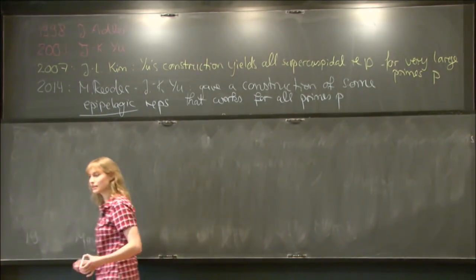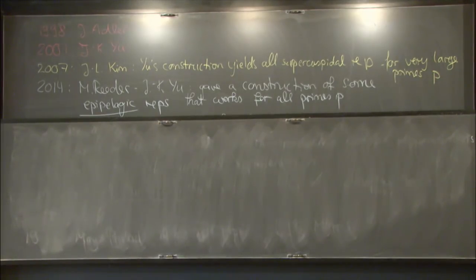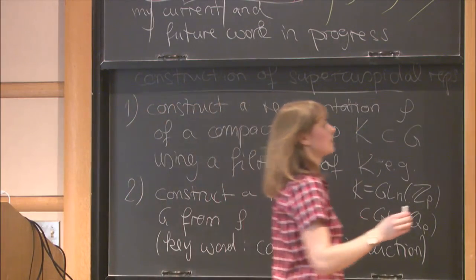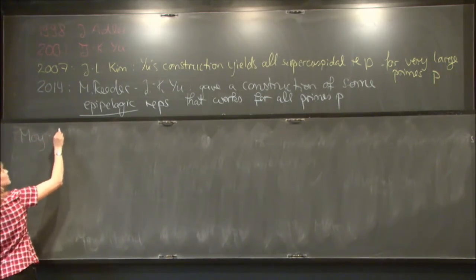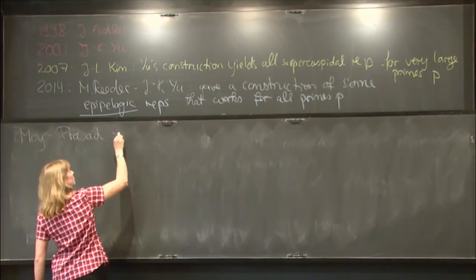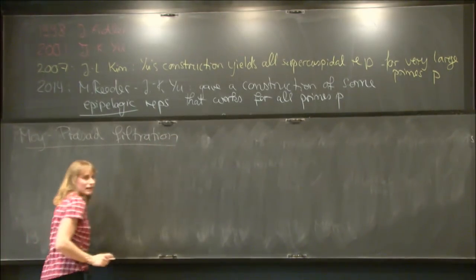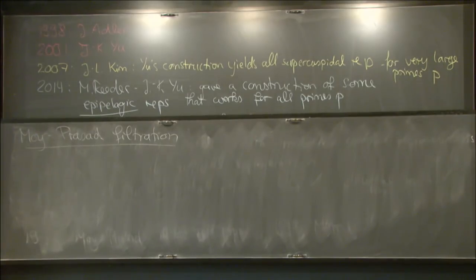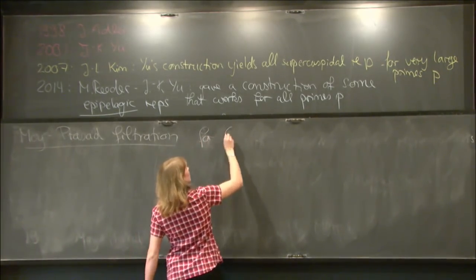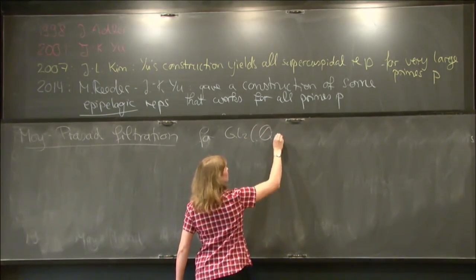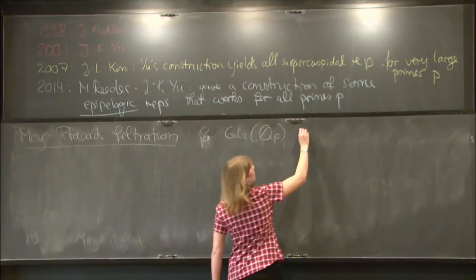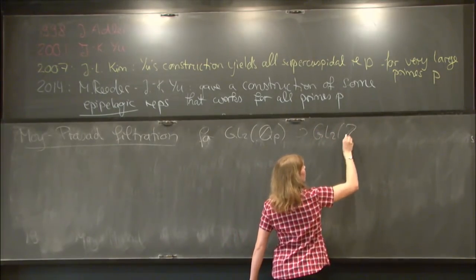Okay. Further questions? Then let's go into trying to understand these compact open subgroups and the representations on them. So this filtration that I've talked about is called the Moy-Prasad filtration. And I want to show you the Moy-Prasad filtration for the example of GL2. If you understand it for GL2, you basically get the picture how it works in general. So I want to do it for GL2 of Q_p, which contains, for example, the compact open subgroup GL2 of Z_p.